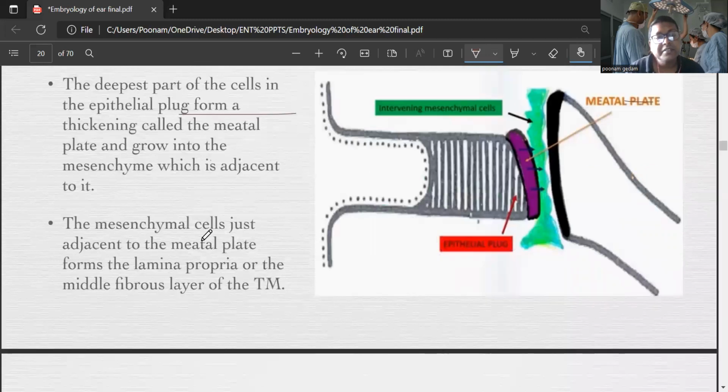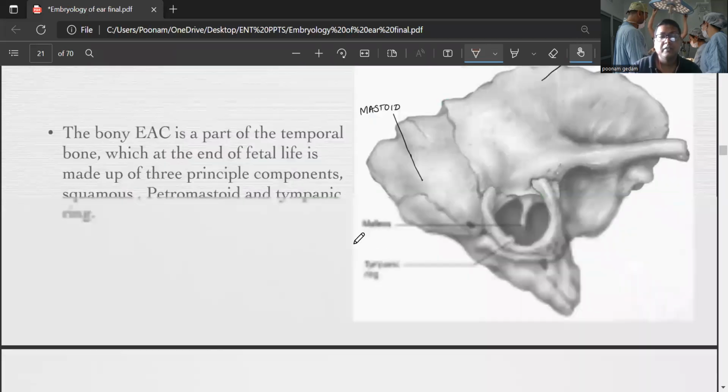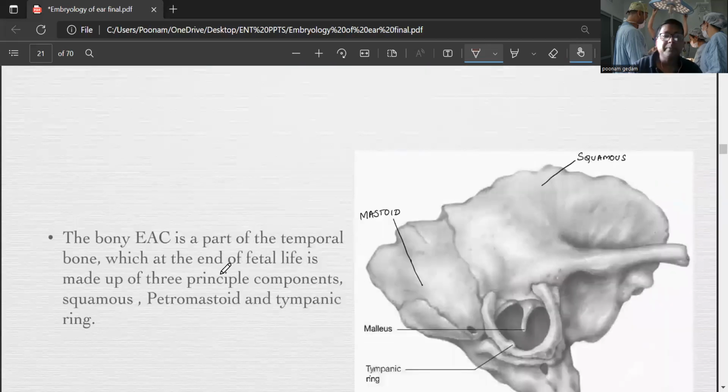The mesenchymal cells just adjacent to the meatal plate form the lamina propria or the middle fibrous layer of the tympanic membrane, remember this. So the bony EAC is a part of the temporal bone, which at the end of the fetal life is made up of three principal components.